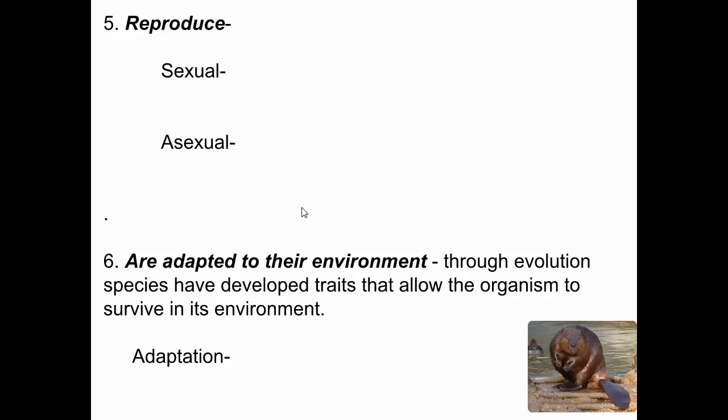Reproduction. Now, living things reproduce, we know that. In order for a species to continue, it has to be capable of reproduction. If a species cannot reproduce, what happens to it? It goes extinct. Okay? So reproduction is the continuation of the species by creating new organisms. That is a characteristic of all living things.